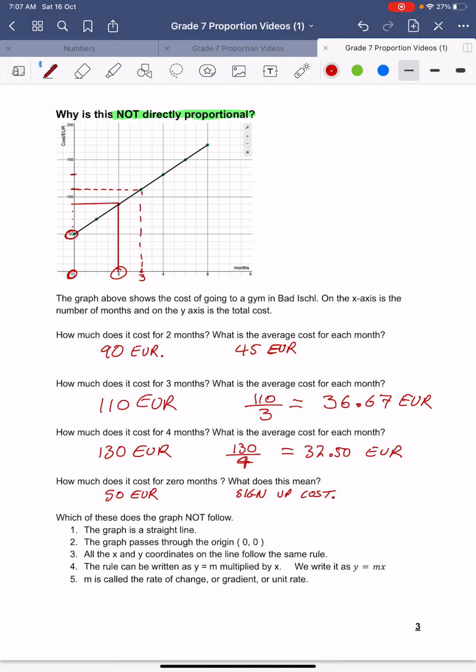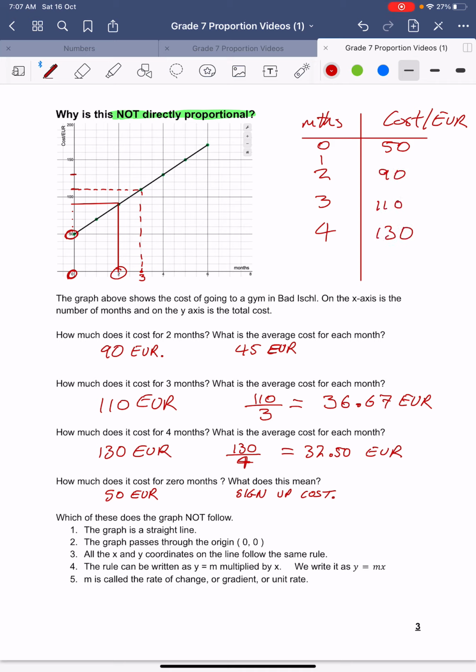Okay, so if we think about what is going on in this particular picture and situation, over here I'm going to draw a table of values as well with those figures in. This is the months, and this is the cost in euros, and I've got 2 months, 3 months, 4 months, I've got 0 and I'll put 1 in there. So 0 is 50, 2 months was 90, 110, 130, and I can read off 1, which is 70. So it looks like there is a pattern in the numbers. They definitely go up by 20 euros for each extra month.